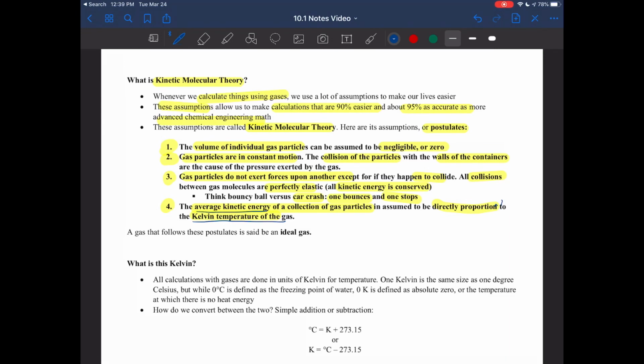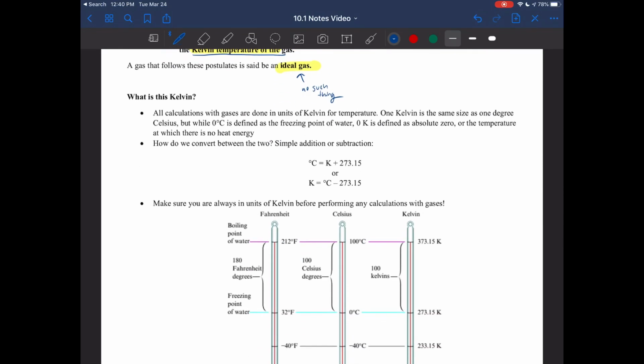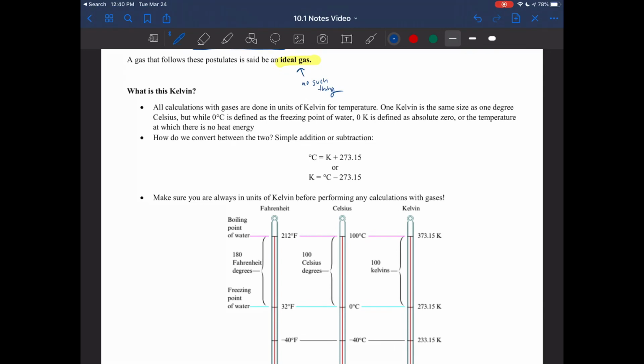If your gas follows all of these postulates, it is said to be an ideal gas. Just an imaginary gas that follows perfect theory. Now, there is no such thing as a gas that is an ideal gas, but most gases are mostly ideal gases. Like they're 95% of the way there. Just like, most people are good people, right? But enough of that. Let's talk about what this Kelvin thing is.